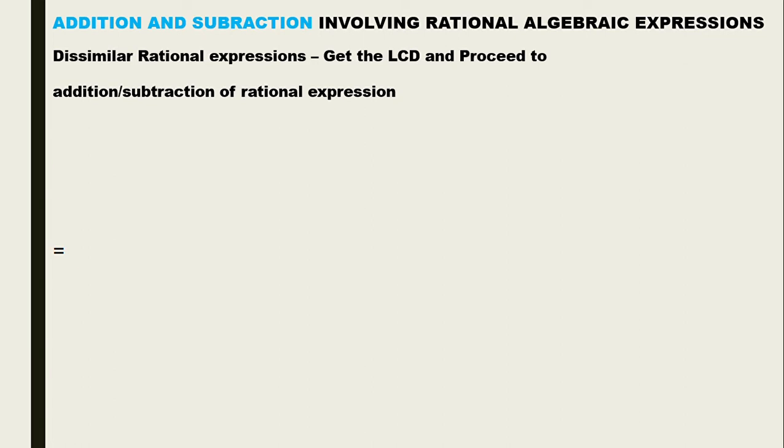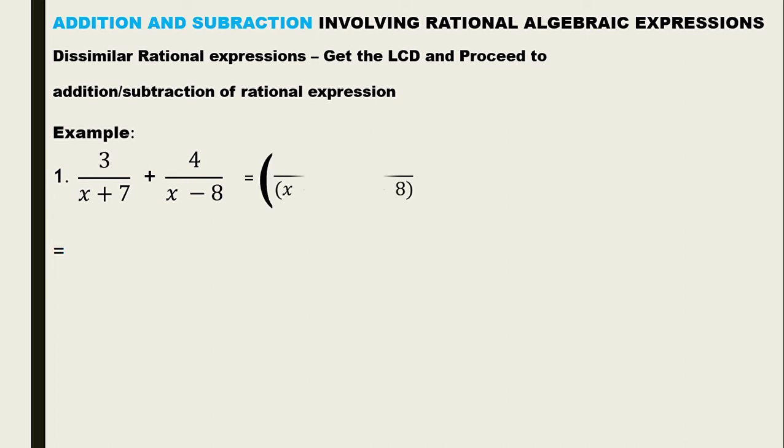So once you get the LCD, you're going to move to the problem that we just did earlier, last time. I'll give you an example: 3 over x plus 7 plus 4 over x minus 8. As you see, look at your denominator: x plus 7 and then x minus 8. Both are not the same because one is plus and one is minus.